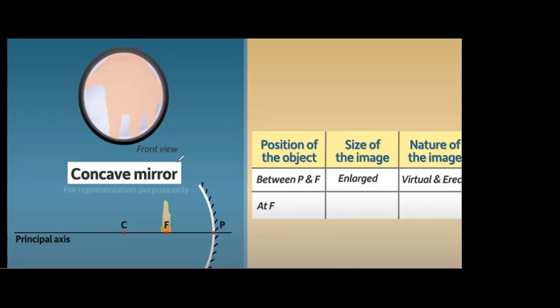What if it is kept at focus? Everyone, tell me. If the object is at focus, then the image is inverted and very large. Yes or no? Yes, sir, because it is near the mirror. So I can say it is inverted, enlarged.